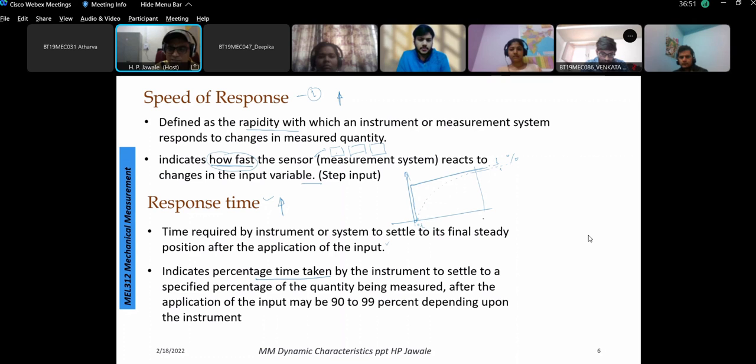So we can understand that this is the time interval t1 after t0 that is required for the output displayed by the measurement system to be very close to the true input, say between 90 to 99% of the input applied. So that is a very rough estimation of the response time for the measurement instrument, right?